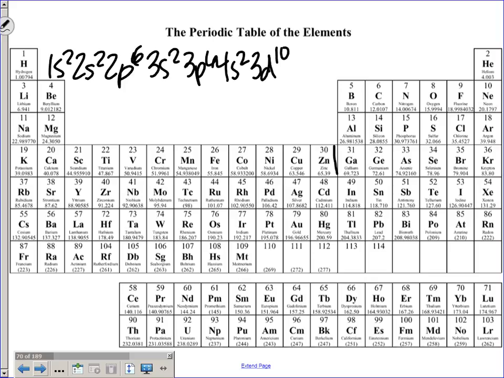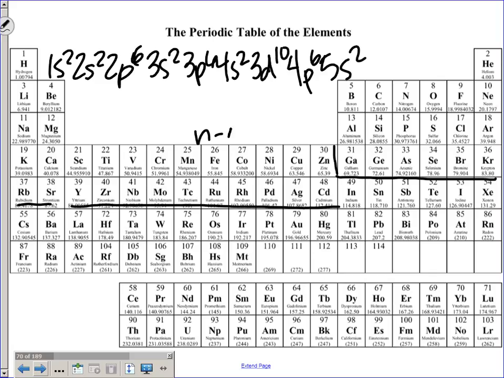Then next is what? 4p6, because we're going all the way across the p block to the krypton. Then what's next? 5s2, and then we drop down n-1 to energy level 4d10. And then 5p6. That gets us all the way from indium to xenon. 6s2. The 6 is because we're in the 1, 2, 3, 4, 5, 6 period, right? So that's 6s2. Stop.